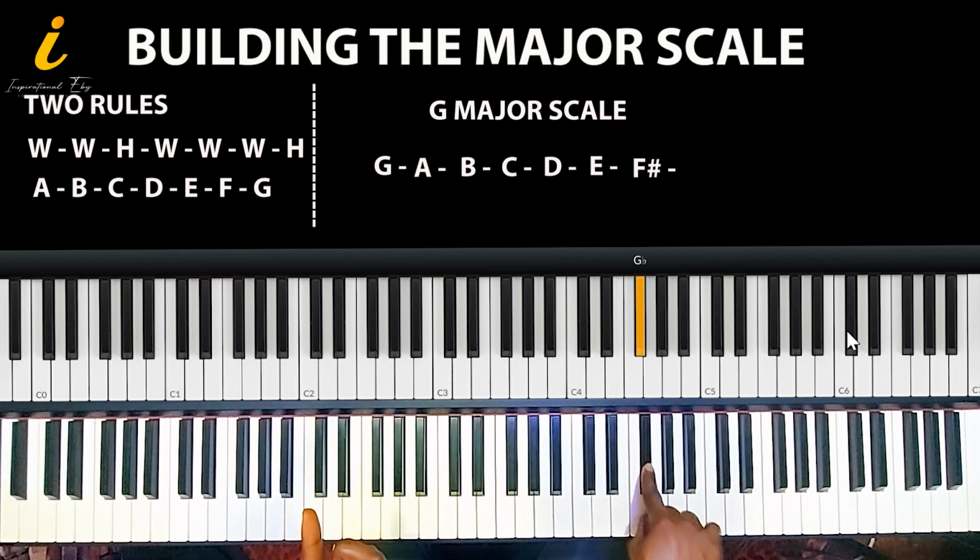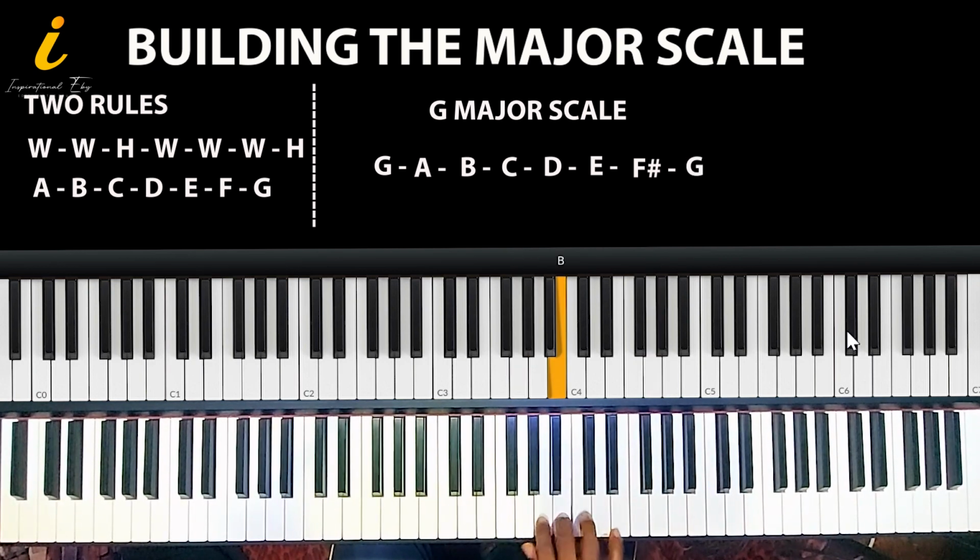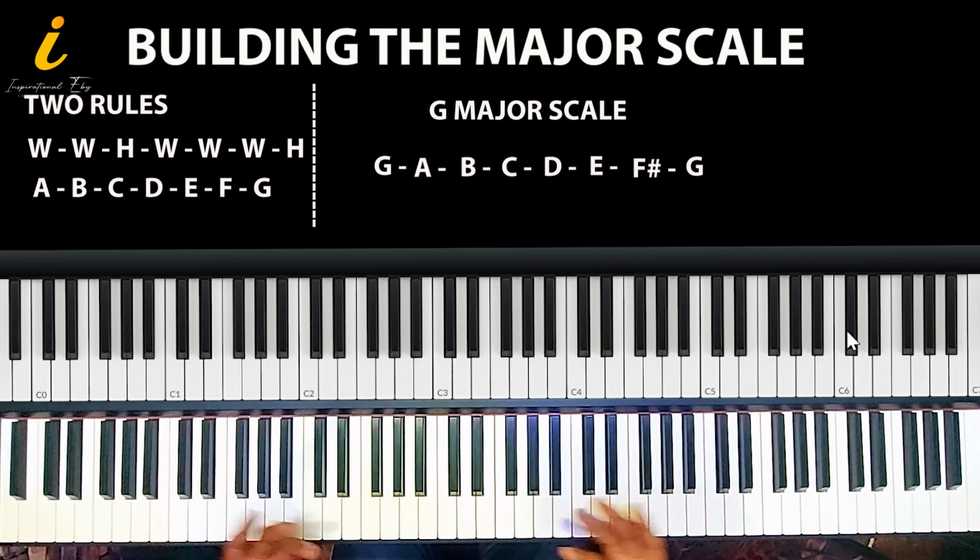And the last interval is a half step, and after F is what? G. So the G major scale, we have G, A, B, C, D, E, F sharp, G. So you now understand why this is called F sharp, right? You can see how the two rules have been applied in building scales.